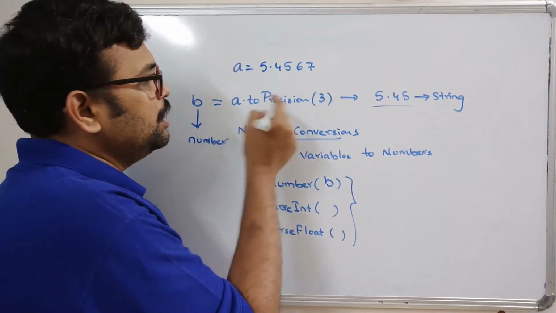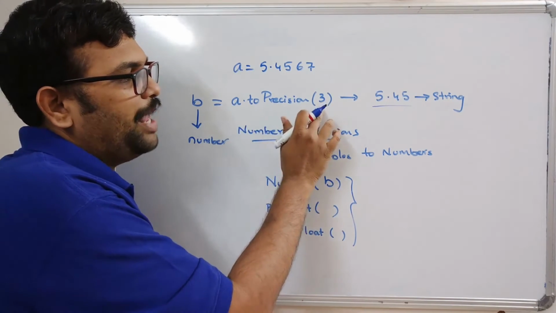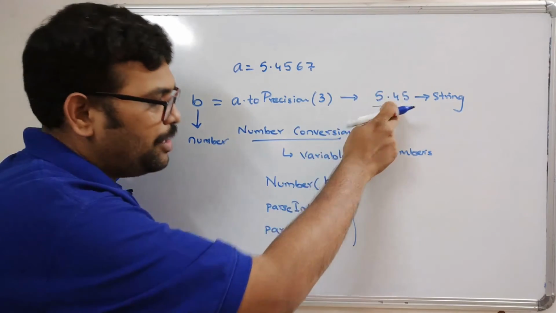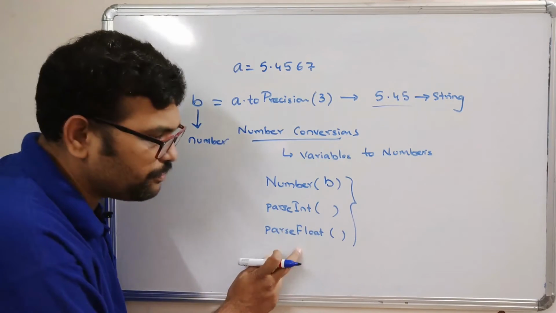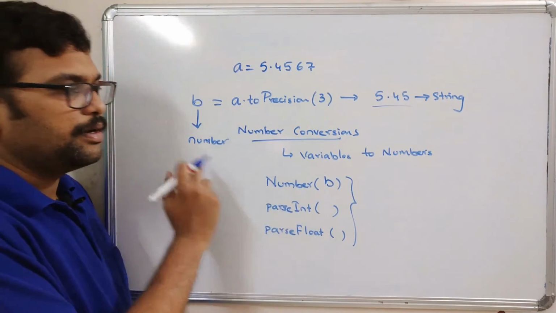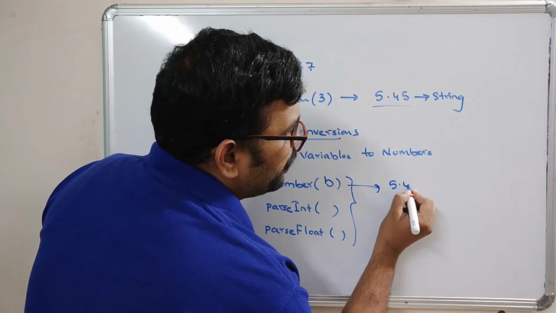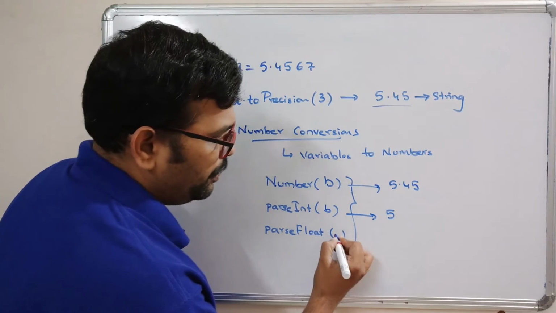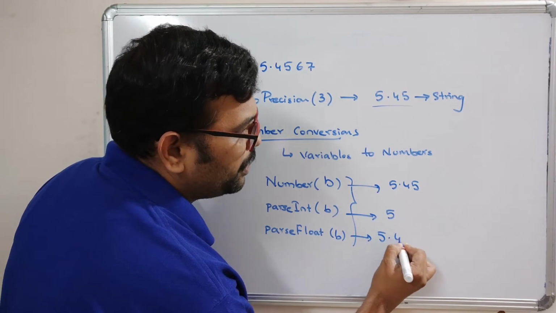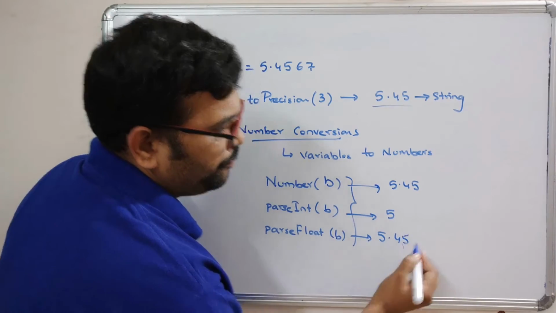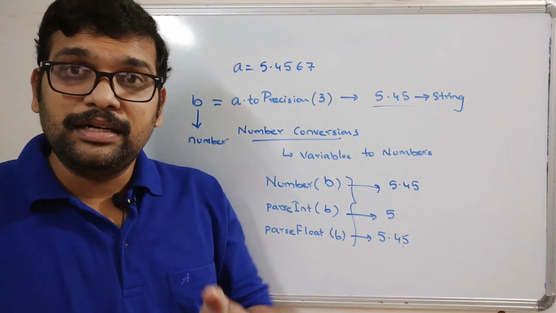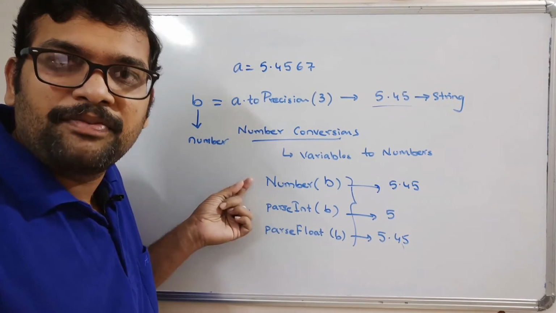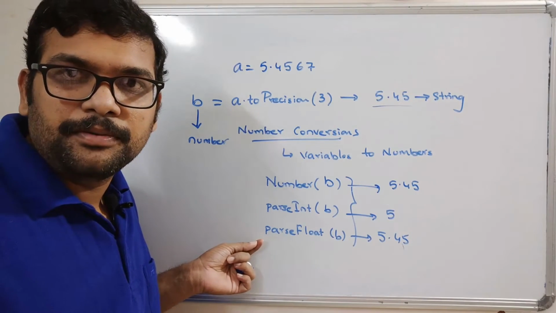So initially, whatever value we applied to the precision, the result will be a string. And again, if you pass the value to the Number function or parseInt function or parseFloat function, we will get the result as a number. So this will give the result as 5.45, a number. And if you give parseInt here, it will return only 5. If you give parseFloat here, it will return 5.45. Like that, we can convert the variables to numbers by using one among these three functions: Number, parseInt, and parseFloat.